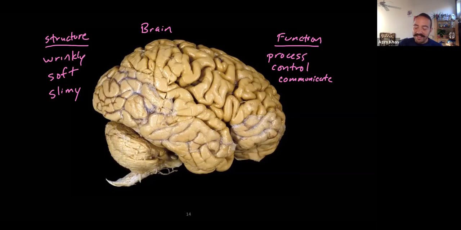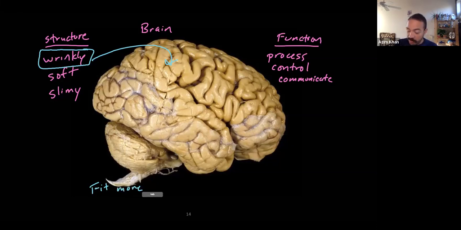The fact that it's slimy, it's surrounded by liquidy stuff. We're not going to get into that quite yet. We will a bit later. I think the thing that will stick out the most right now is the fact that it's wrinkly. Why is the brain so wrinkly? By being really wrinkly, you can fit more brain matter into a smaller space, into a smaller volume.